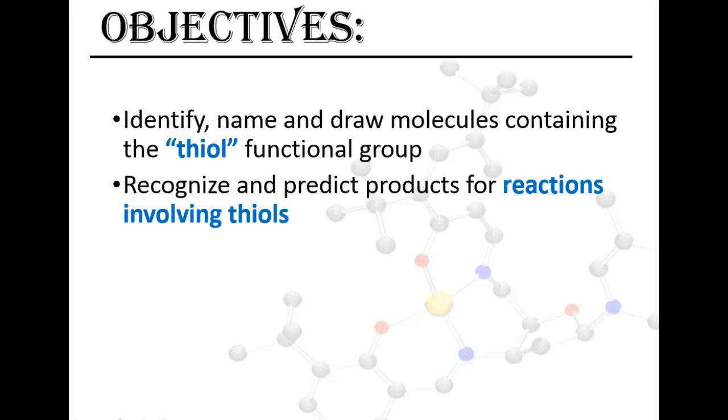The objectives for today were to identify, name, and draw molecules containing the thiol functional group. Just remember, you just add that thiol to the end of the root. So if you have a 2-carbon thiol, it would be ethane thiol. The other thing that we went over today is how to recognize and predict products for reactions involving thiols.